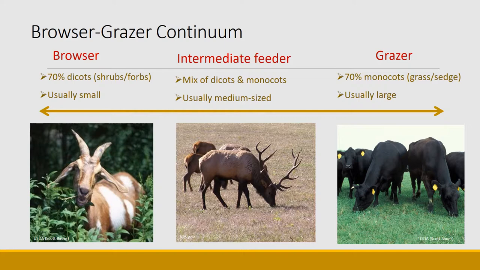And then we certainly have animals in the middle, which we call intermediate feeders, which can switch between the two depending on the habitat, or often eat a mix of both. Okay. So they're sort of the jack of all trades, and the others are sort of specializing on one type of plant or another. Mm-hmm. And we'll talk about this in a minute, but we typically see the browsers tend to be small and the grazers tend to be large.